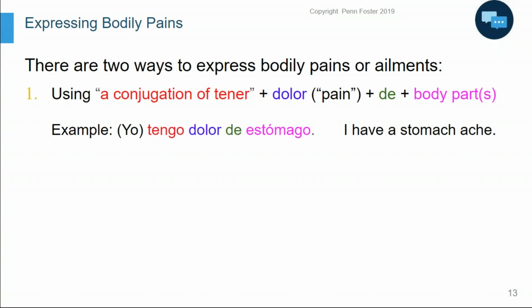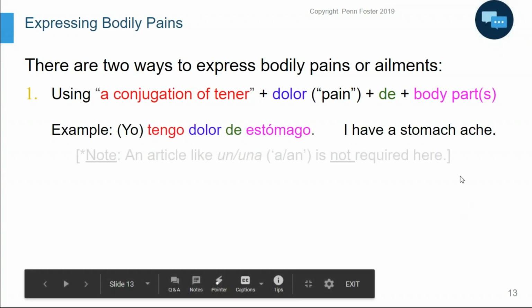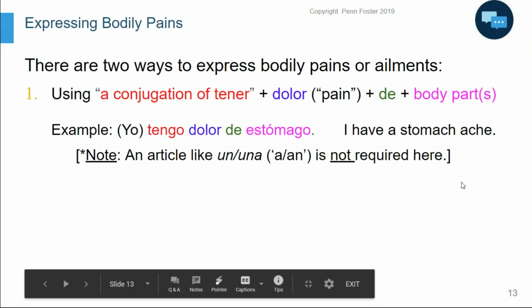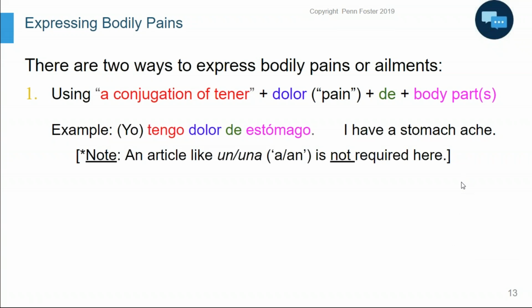Follow that with the word de, and then a body part or parts. Literally, I possess a pain of, or I have a pain of or in my head, my arm, my leg, etc. In this example, I have a stomach ache. Tengo dolor de estómago. If you notice, there's no need for an article right before the noun in this case. In English, we would say, I have a headache, a stomach ache, but the words a or an are not required. Un or una, not necessary in the Spanish context.